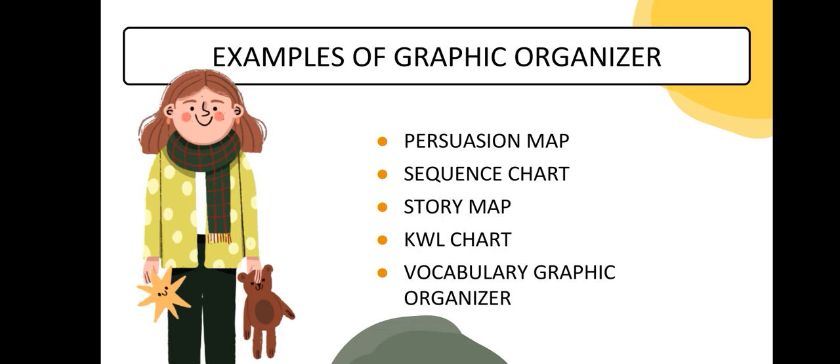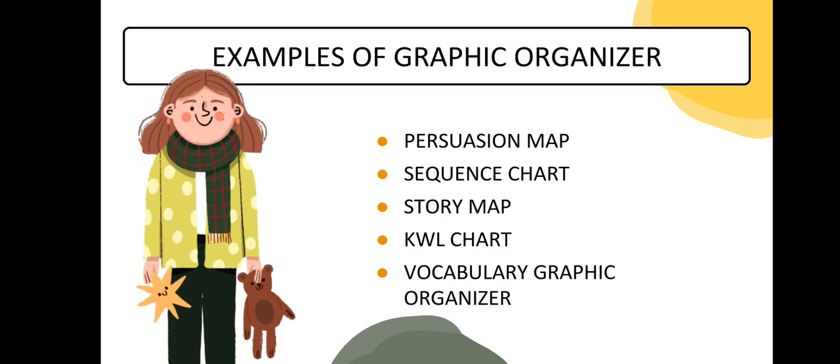Next is the sequence tool. So a sequence chart is a tool that helps graphically represent the order or steps. Next is the story map. A story map is a graphic organizer that helps students to learn the elements of literature. So this part covers the elements of literature, which are the introduction, the rising action, climax, falling action, and lastly the denouement or the resolution.